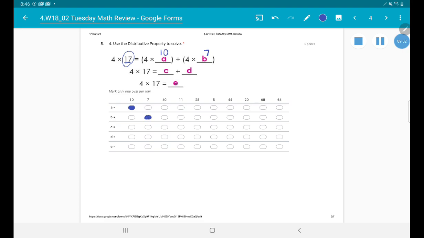Okay. So now I'm going to go down to my second line. I'm just taking what's in parentheses. 4 times 10 is equal to 40. I'm going to do my other set of parentheses. 4 times 7 equals 28. So C is going to be equal to 40. D is going to be equal to 28. Okay. And then we just need to add those together. 40 plus 28 equals 68. So E is equal to 68.